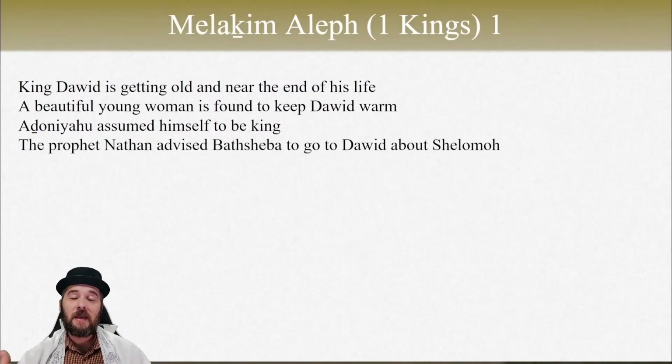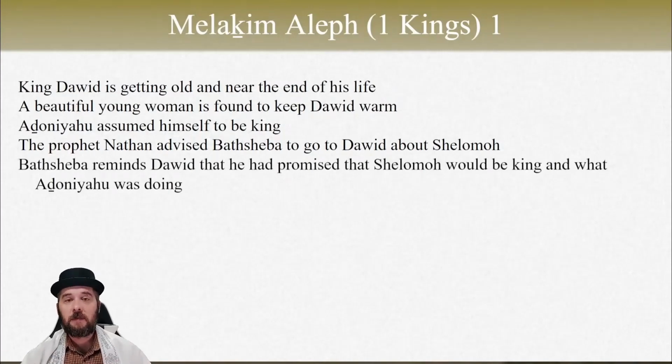So the prophet Nathan comes in and goes to Bathsheba and tells her what's going on, and tells Bathsheba that she needs to go to King David and remind him of his promise that Shlomo was to be the next king. So Bathsheba goes in to King David and reminds him that he made this promise about Shlomo being the next king. Okay? We don't have that promise recorded in Scripture, but apparently it's something that actually did happen.